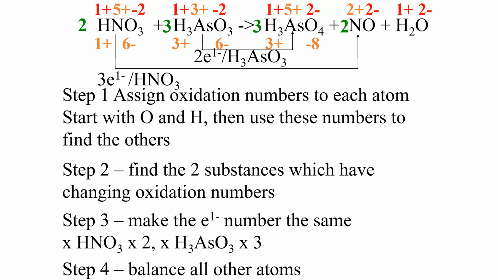In this case, all other atoms need to be balanced. You could check for hydrogens, but it looks like it's balanced. We have 9, 11 hydrogens on each side. And checking for oxygens, we have 6, we have 9, there's 15 oxygens on the left, and on the right we have 12, 13, 14, 15. So everything seems to be balanced.